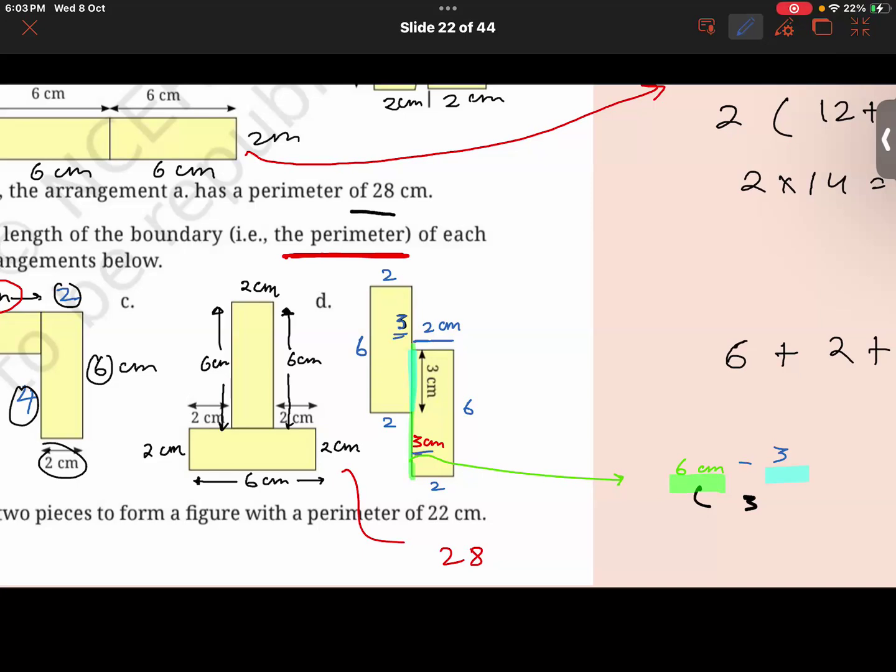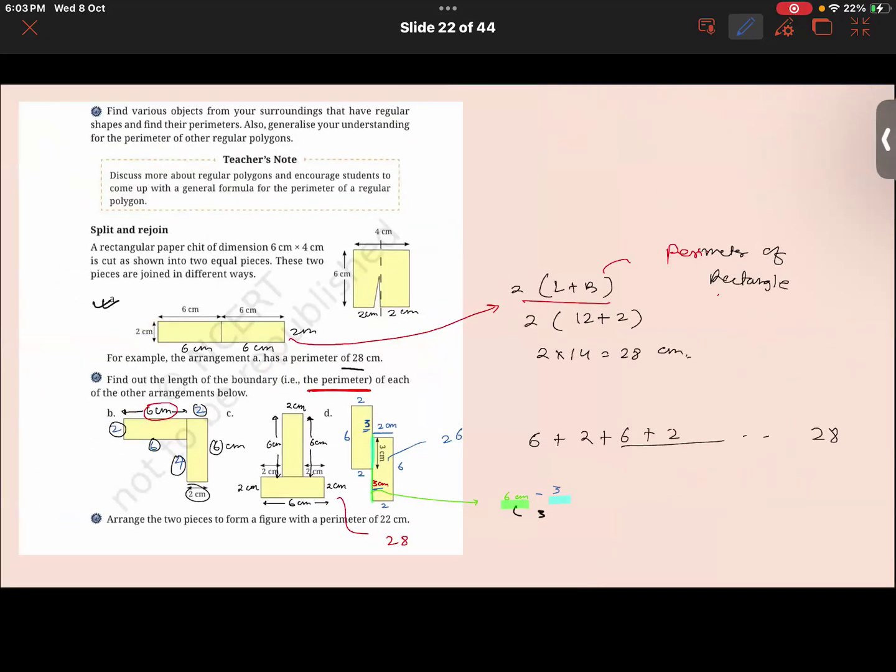Okay. 26. That is 26. Very good. Okay. So 28, 28, and then 26.